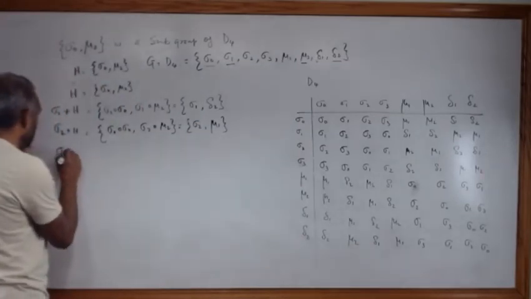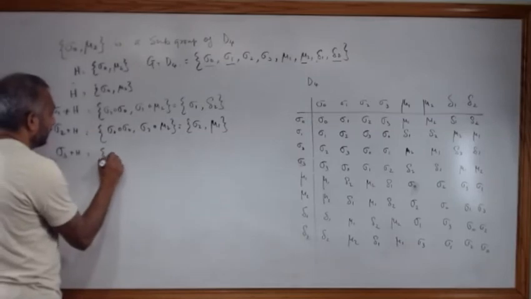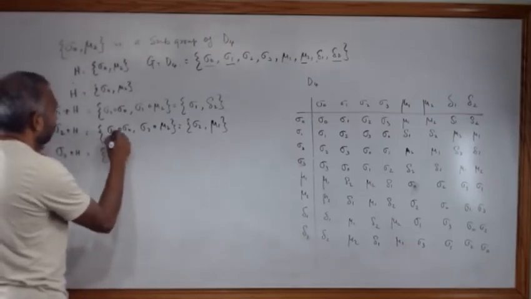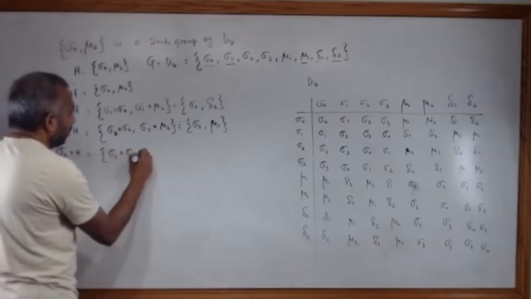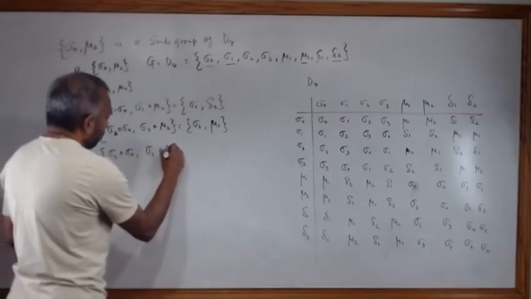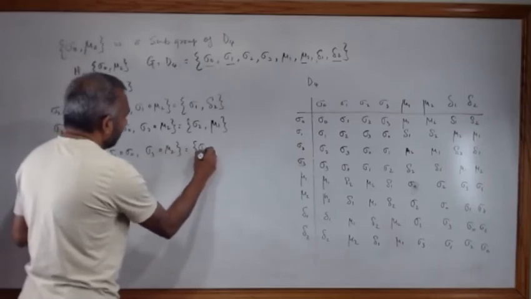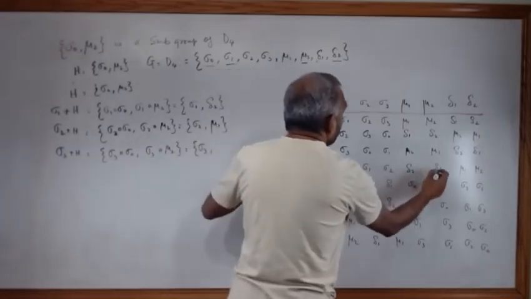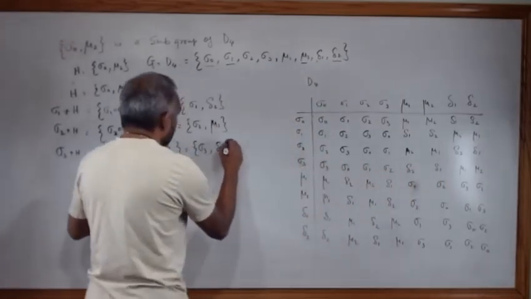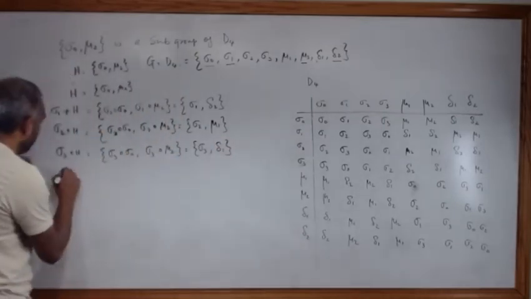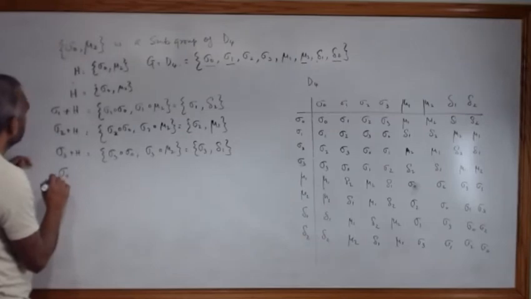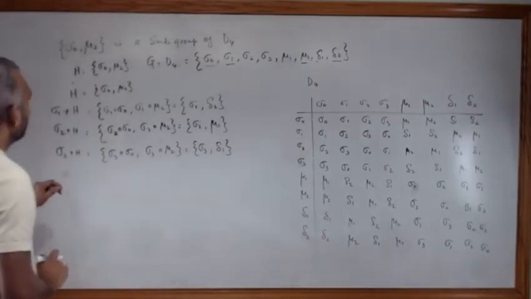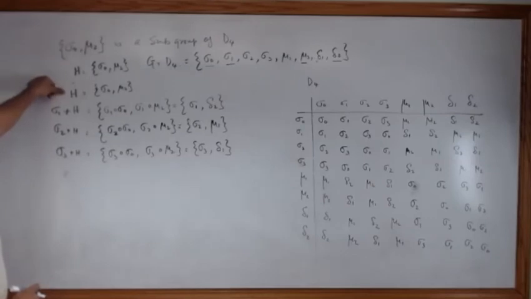Next one will be sigma 3 plus H. Sigma 3 after sigma 0, sigma 3 after mu 2, and that is sigma 3 after mu 2, which is delta 1. So that's all. You covered everything, because you have H, sigma 1 plus H, sigma 2 plus H, sigma 3 plus H. These are the cosets.